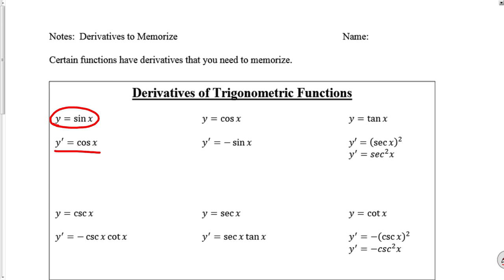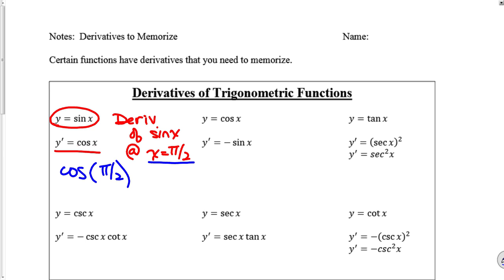So from here, I could say, tell me the derivative of sine of x at, hold on, let me write it down. You don't have to. Derivative of sine of x at x equals pi over 2. And then you can go, okay, I know the derivative of sine of x is cosine of x. So my answer would be cosine of x, but I know x is at pi over 2, so I plug in pi over 2. And then I could evaluate cosine of pi over 2, which you should know is 0. So that's what this would be used for.